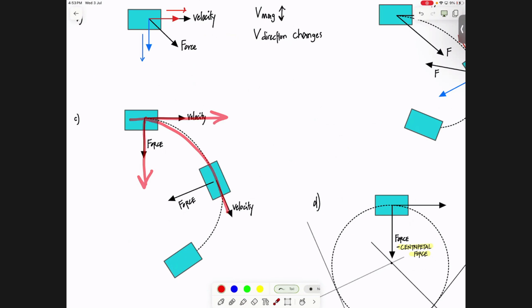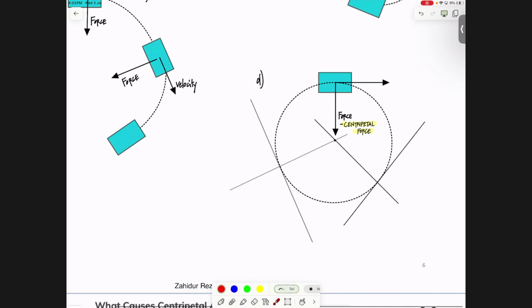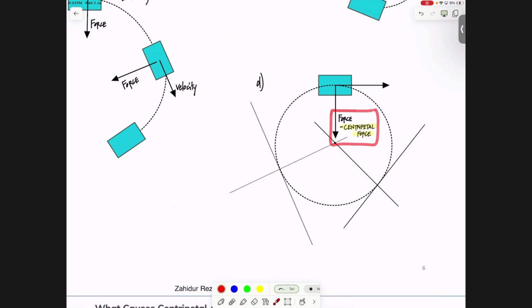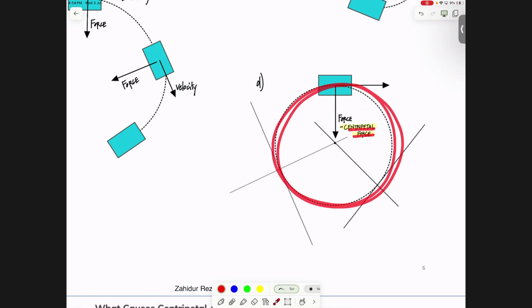But I wanted to go in a circle. So I wanted to change direction every time. That means I need to have a force acting on it every time. And that force that's acting on it every time towards the center is what we call centripetal force. And it makes sure that the object continuously moves in a circle. Okay? Right. So this is it.